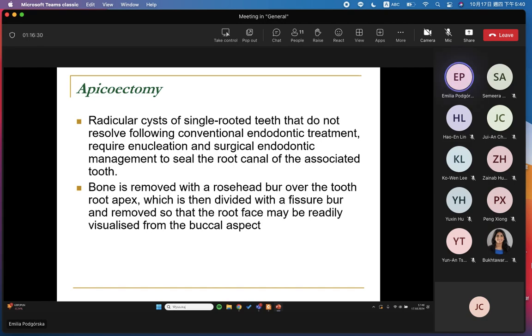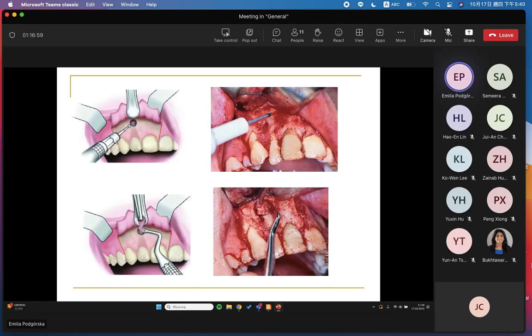And apicoectomy. Radicular cysts of single-rooted teeth that do not resolve following conventional endodontic treatment require enucleation and surgical endodontic management to seal the root canal of the associated tooth. Bone is removed with a rosehead burr over the tooth root apex, which is then divided with a fissure burr and removed so that the root face may be readily visualized from the buccal aspect. And this is an example of apicoectomy.